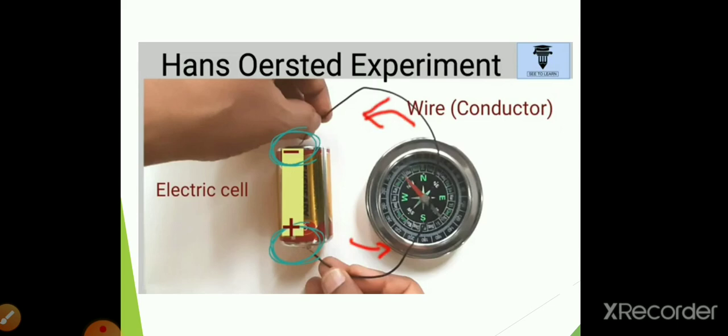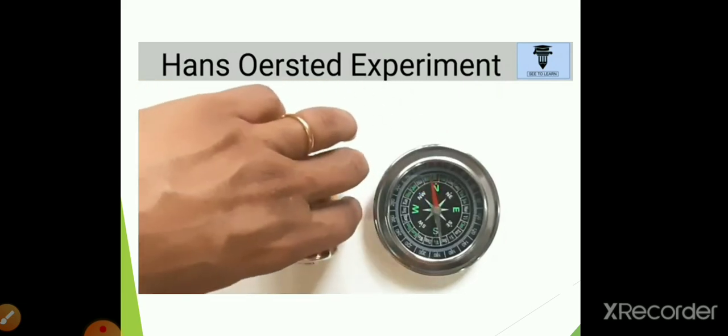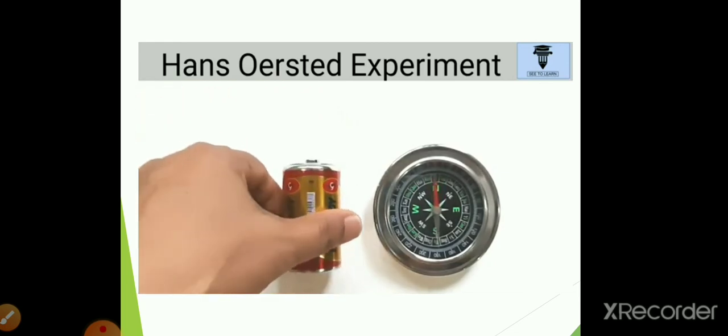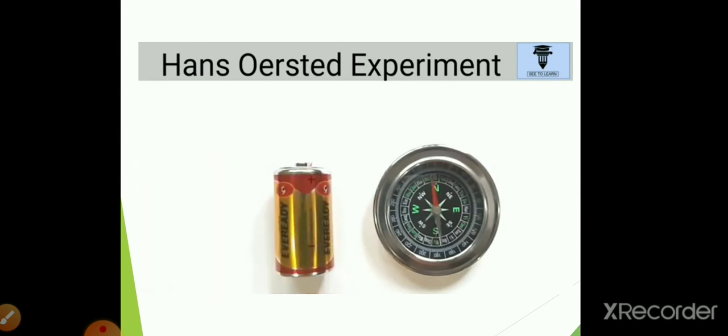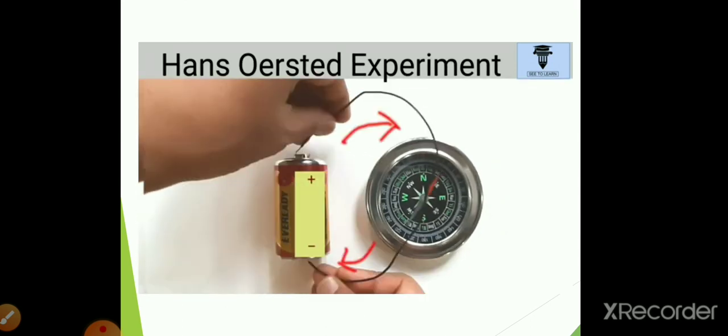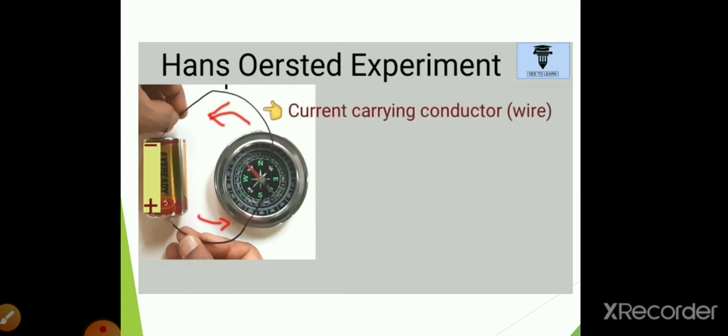See, the needle of the compass under the wire deflects towards the west. The needle comes back to its original position when we stop the current. Now I turn the cell to change its polarity. This changes the direction of the current through the conductor. See, the needle now deflects in the opposite direction, that is, towards the east. Wondering, where's the other magnetic field that deflects the needle? Is it the wire? Yes, it is.